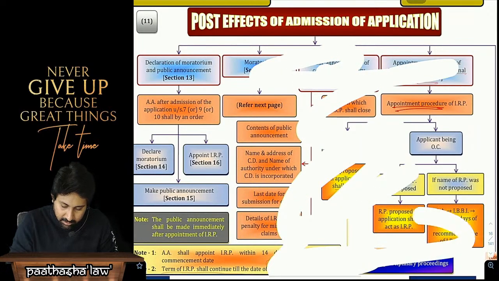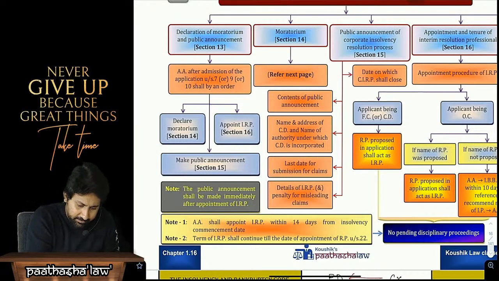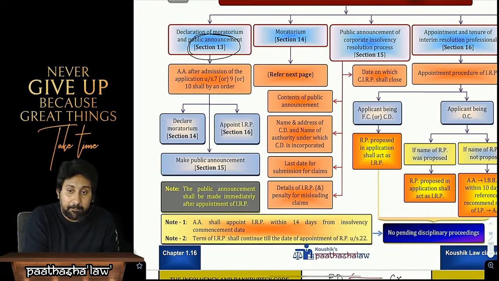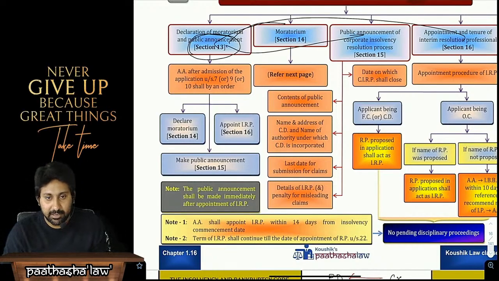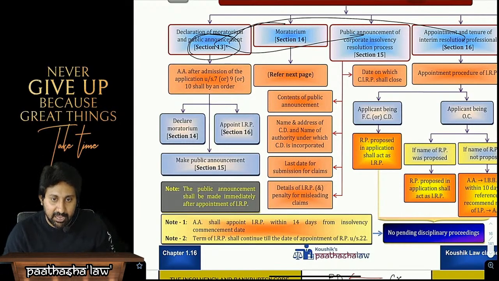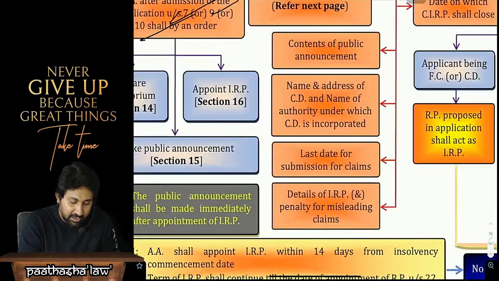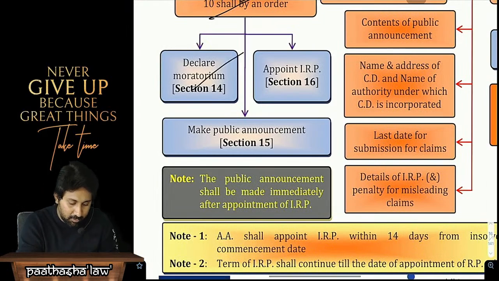Section number 13, 14, 15, 16. 13 is a parent. 14, 15, 16 are the children. It's the mother of all these three sections. Do you know why? Section 13 is a charging section for 14, 15, 16. AA, after admission of application under section 7, 9, 10, will do three things: declare moratorium, make public announcement, appoint IRP.